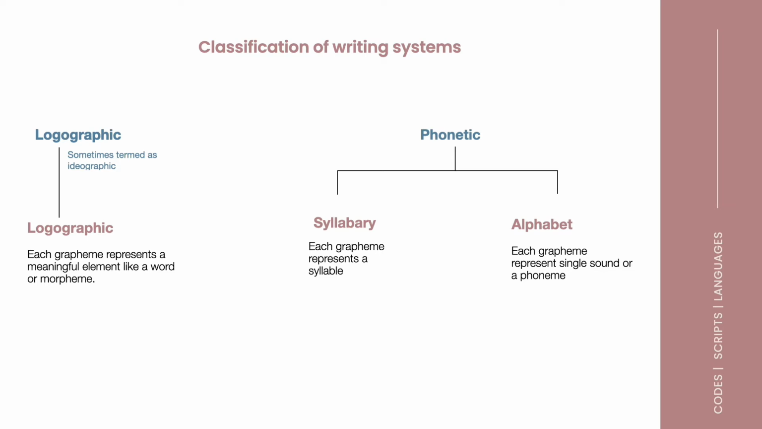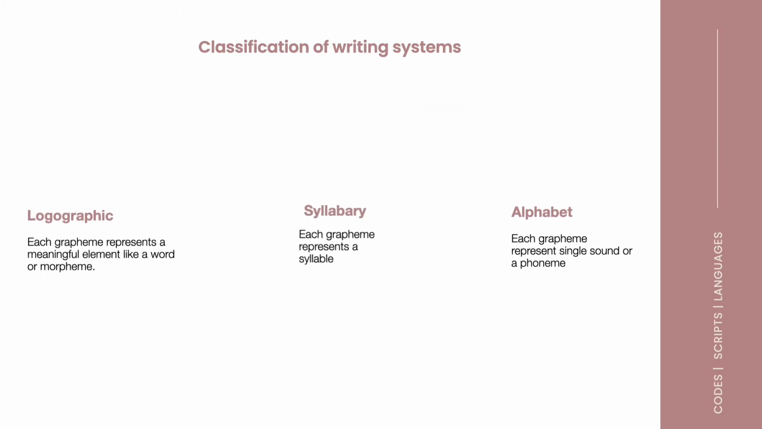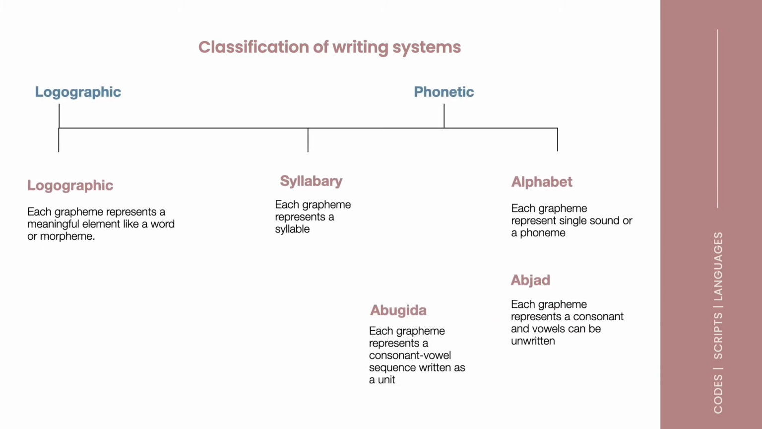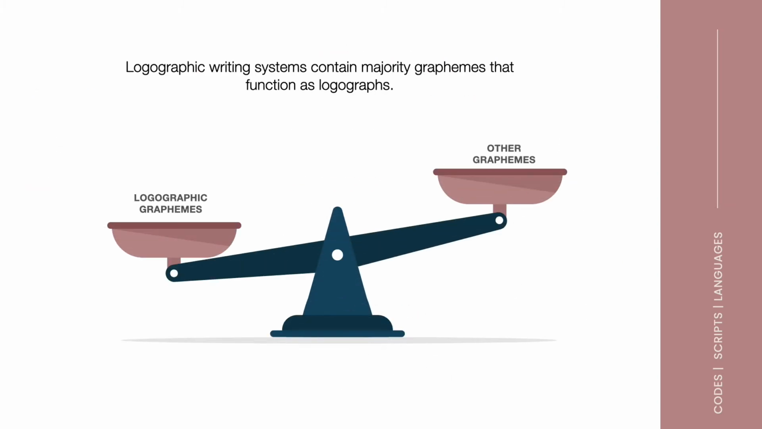In logographic writing, each sign represents a meaningful element like a word or a morpheme. In phonographic writing, each sign represents a phonetic or phonological element with no reference to meaning. These 2 categories can further be divided into various subgroups. As stated earlier, a writing system is classified according to how the majority of its graphemes function. If the majority of graphemes in a particular writing system function as logographs, the writing system is known as logographic, and so forth.